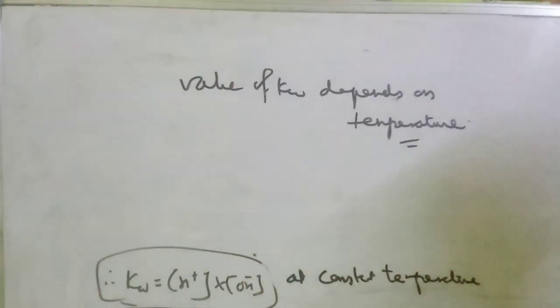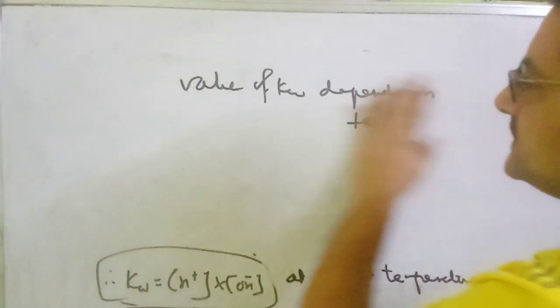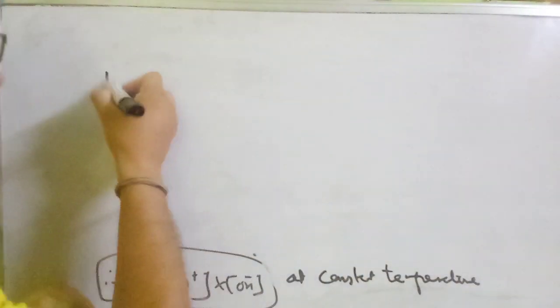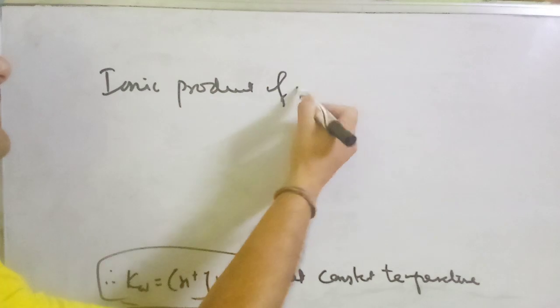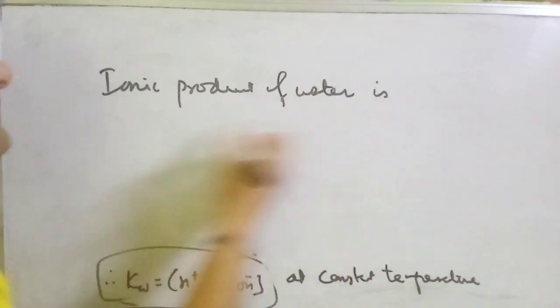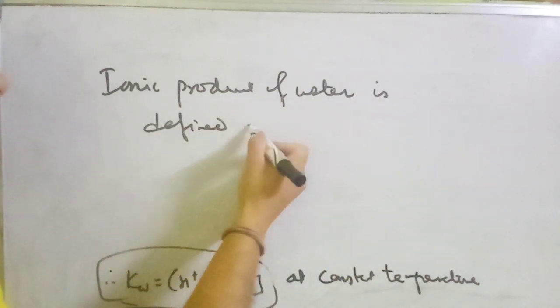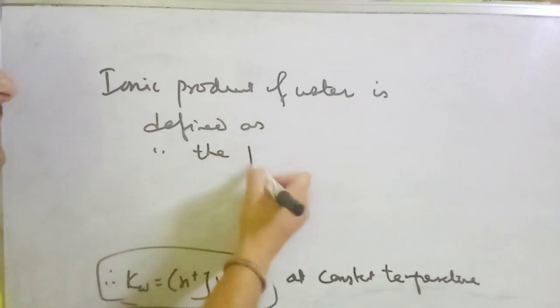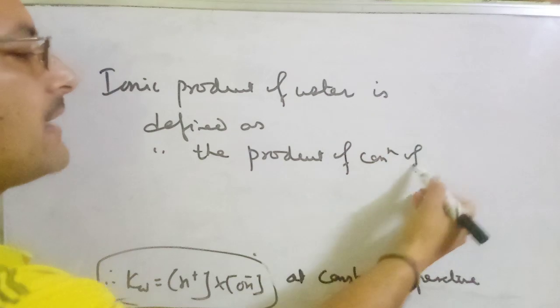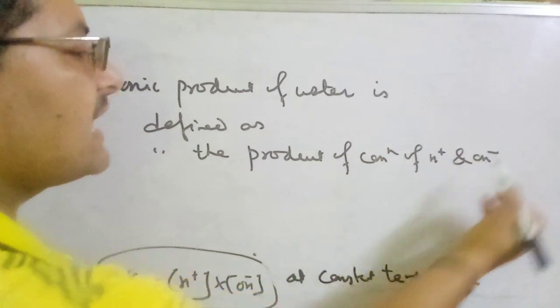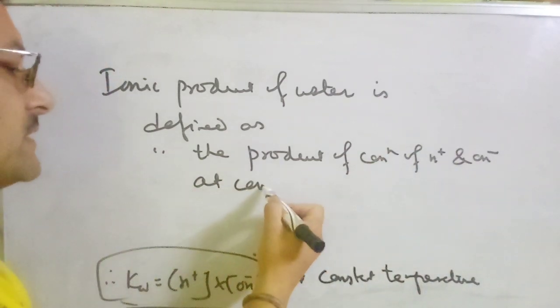So how do you define the ionic product of water? You can easily define it now. The ionic product of water is defined as the product of the concentrations of H plus and hydroxide at constant temperature.